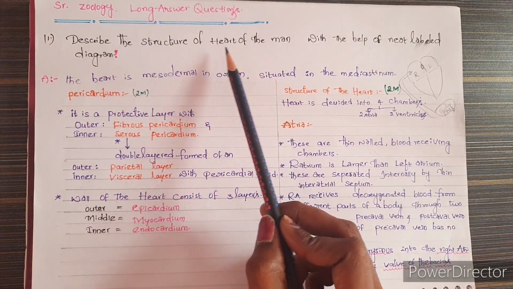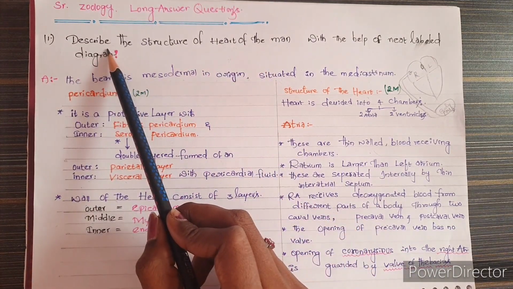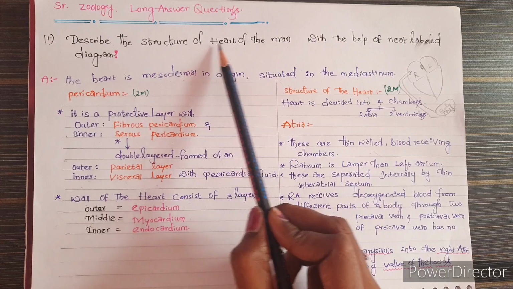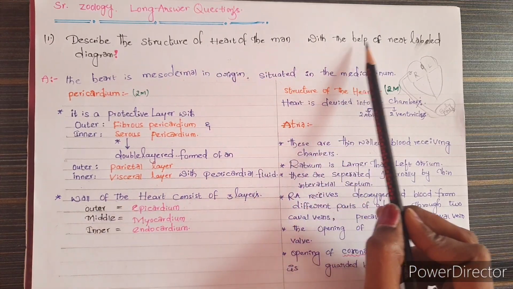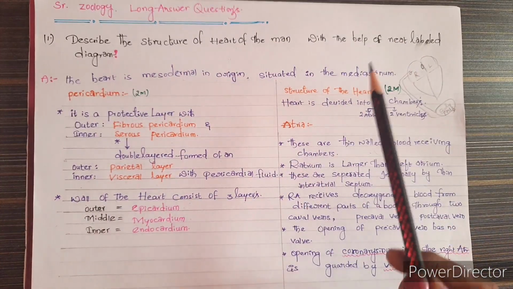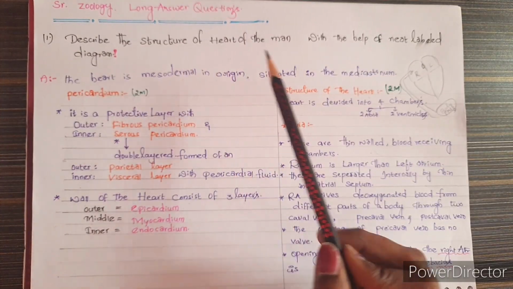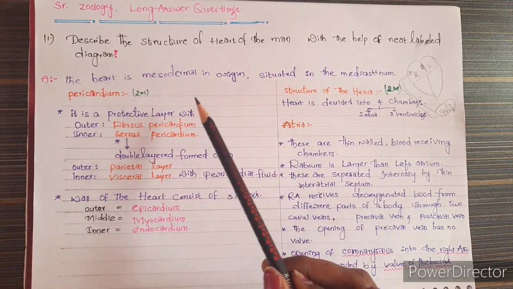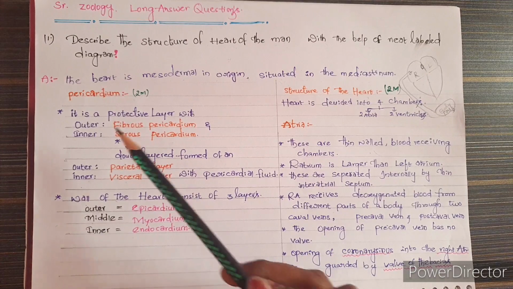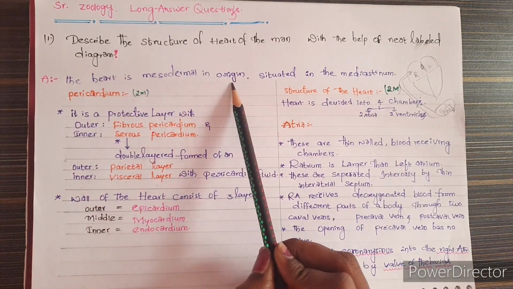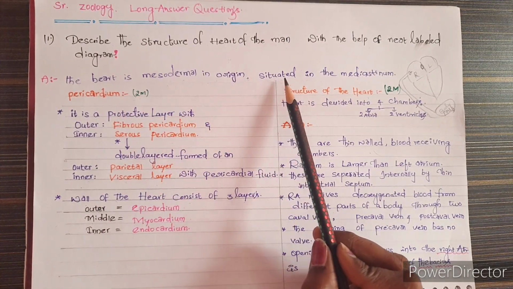Especially about the heart. So here we go with the question: describe the structure of the heart of man with the help of a neat labeled diagram. They have asked us to explain the heart by representing a diagram.